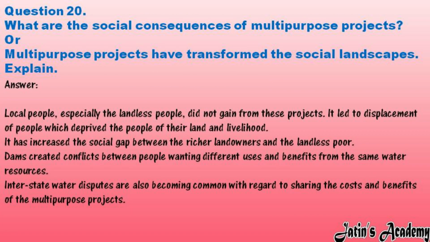Question 20. What are the social consequences of multipurpose projects? Or, multipurpose projects have transformed the social landscapes. Explain. Answer. Local people, especially the landless people, did not gain from these projects. It led to displacement of people, which deprived them of their land and livelihood. It has increased the social gap between the richer landowners and the landless poor.